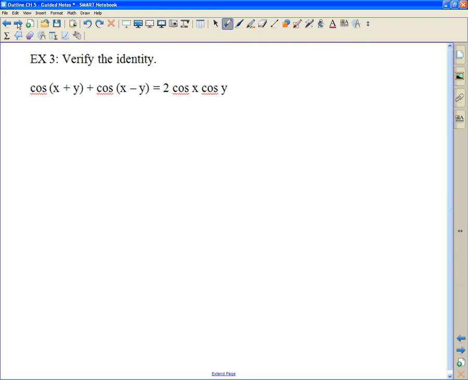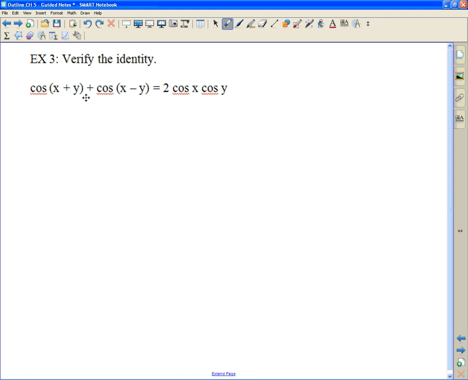Last problem of the day, another short video. It says verify the identity. This one is pretty short, and there are a couple on your homework that might be a little bit more intense than this, but you guys are at a point where you should be able to recognize identities and apply all the mathematics concepts no matter what identity is thrown at you.